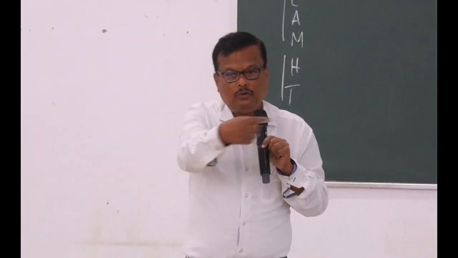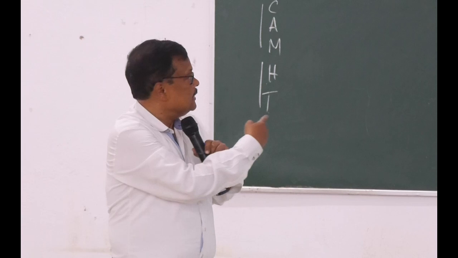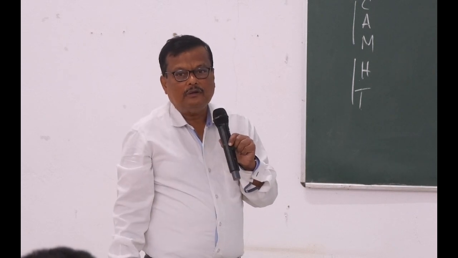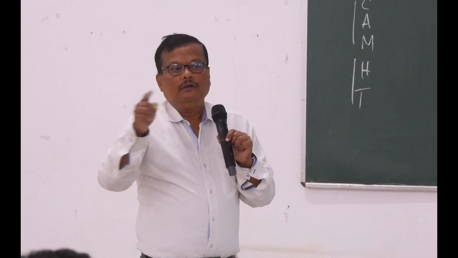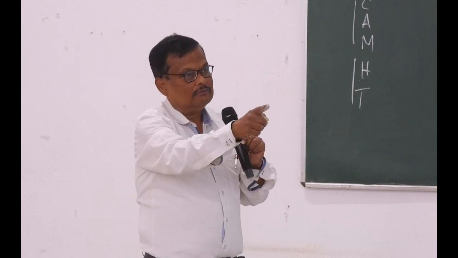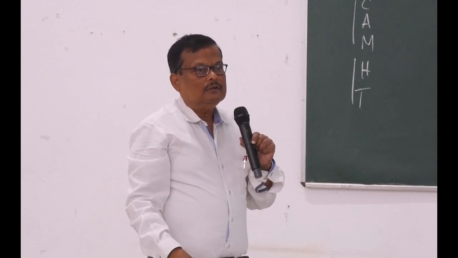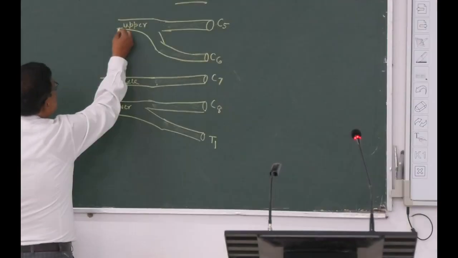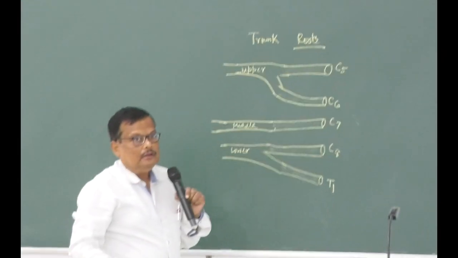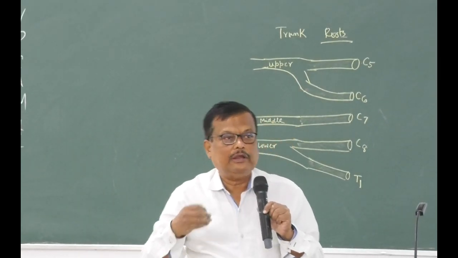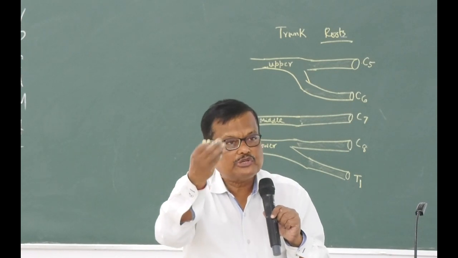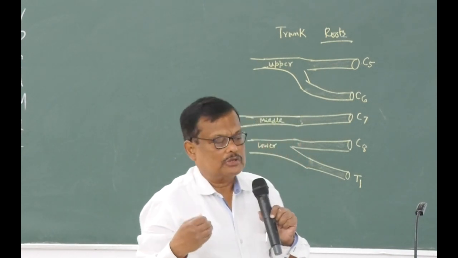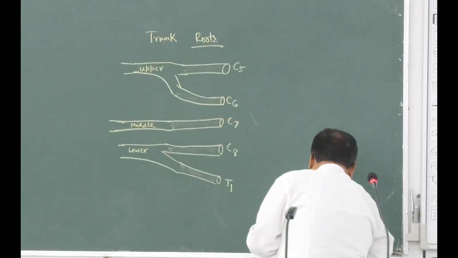So upper trunk is formed by, tell me, look this way, you can't catch it looking the other way, joining of whom? C5 and C6. Middle trunk, C7, totally. Lower trunk, C8 and T1. Right? Now, after formation of the trunk, they immediately divide into a posterior or anterior, better to say an anterior division and a posterior division, or a dorsal division or a ventral division. Better anterior division and posterior division.